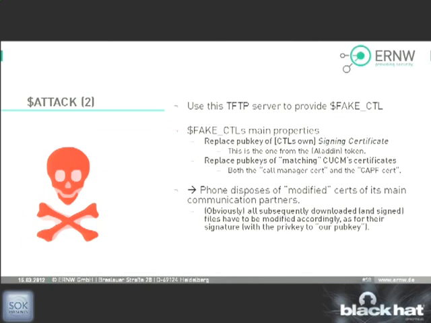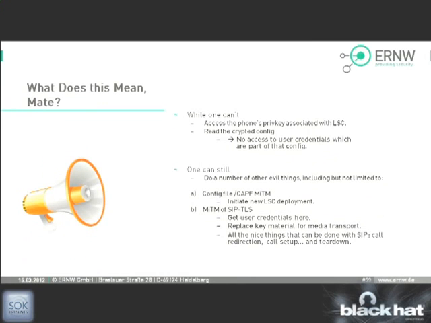Once you do so, you change the phone's crypto material. That means all signed files downloaded from the TFTP from the call manager are now invalid, because the phone can't validate the signature on those files. So you also have to modify all those signed files on the fly. Okay, sounds challenging. But what does this mean?